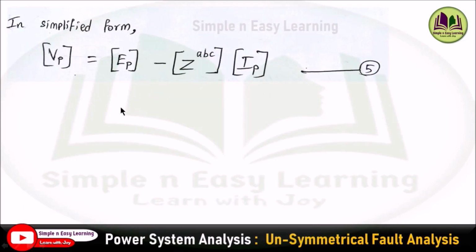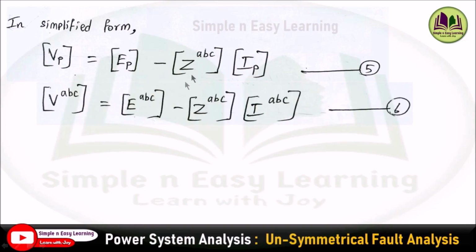In simplified form, we can represent the phase voltage as Vp, which is equal to the generated EMF matrix Ep minus the Z matrix ZABC into the phase current Ip. So VABC equals EABC minus ZABC into IABC. The phase can be represented as ABC phases, so instead of writing P in the prefix, we can write ABC.